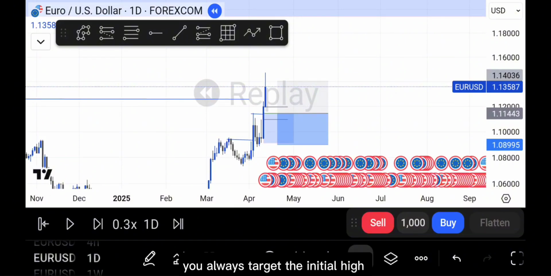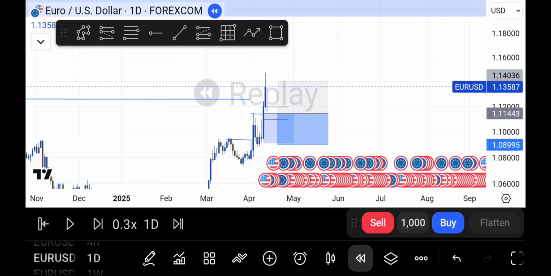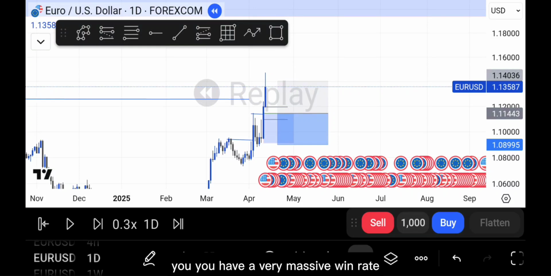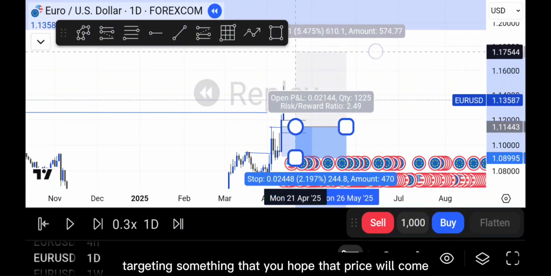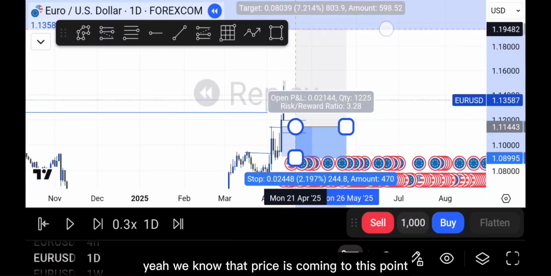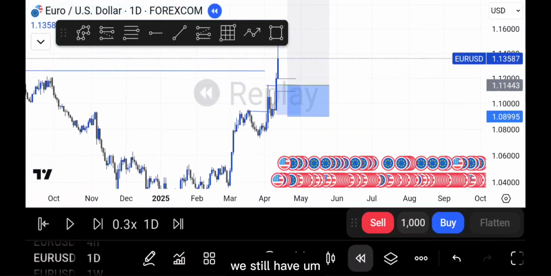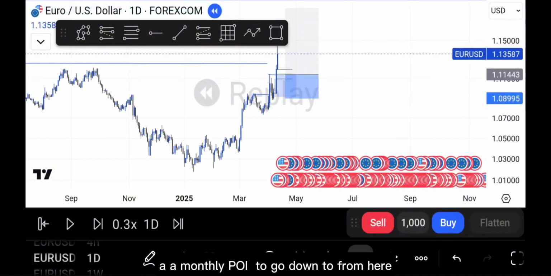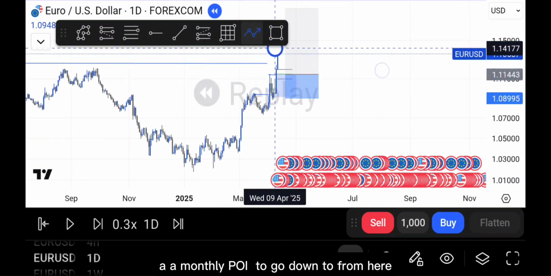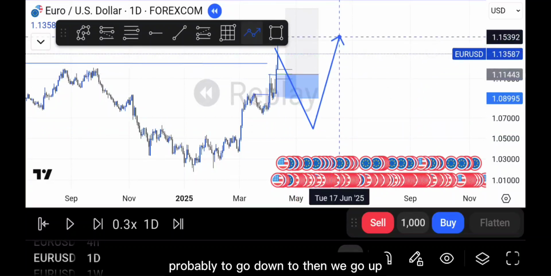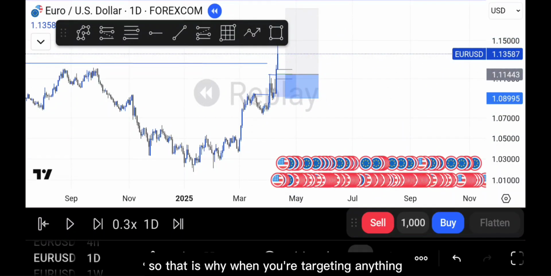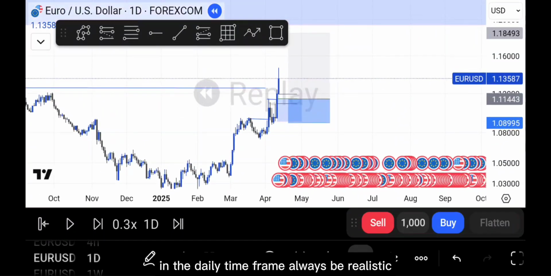You always target the initial high, that is the high that tags you in. Always target it like that. You have a very massive win rate, instead of just targeting something that you hope price will come to. Yes, we know that price is coming to this point, but anything can happen. Remember, we still have a monthly point to go down to, from here probably going down, then we go up. So that is why when you're targeting anything in the daily time frame, always be realistic.